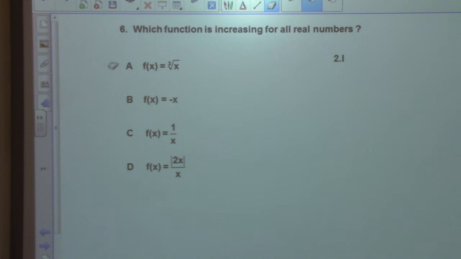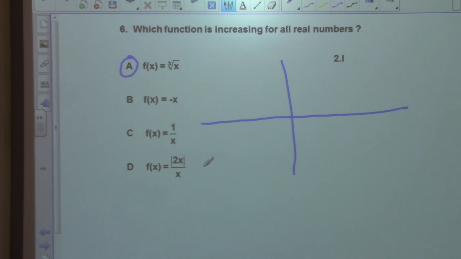Next, which function is increasing for all real numbers? What did you get for this one? You should have got A. Because A is the only one that increases for all real numbers. It's going to look something like this, but keeps on increasing.